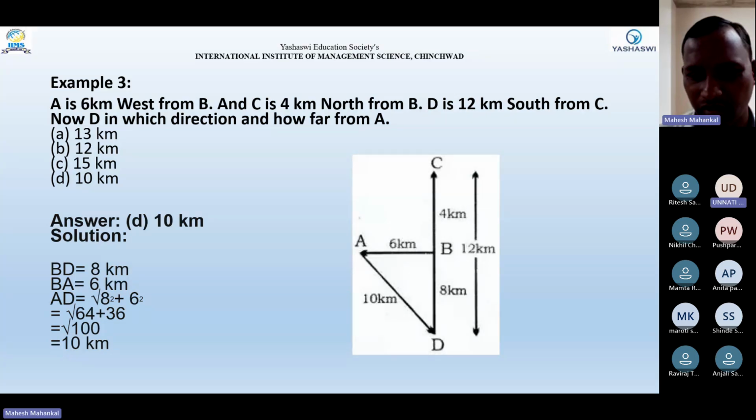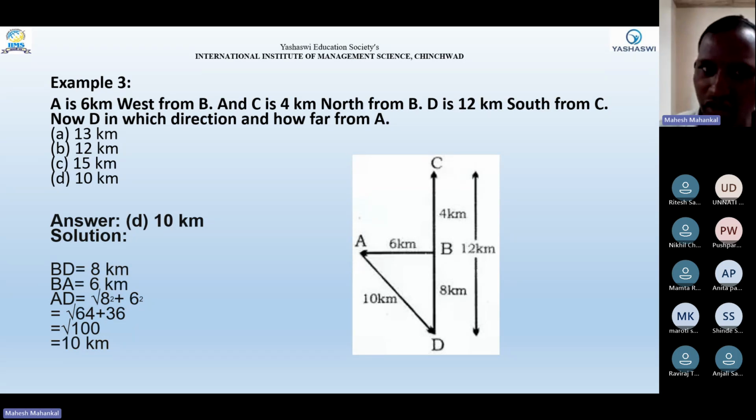I haven't understood this question. Can you explain it again? Yes, Unnati. Again, I will explain. First of all, write the cardinal directions on your paper and write A is 6 kilometers west from B. B point is written. You have taken the B point. From B point, write A 6 kilometers west. After writing that, it says C is 4 kilometers north from B.